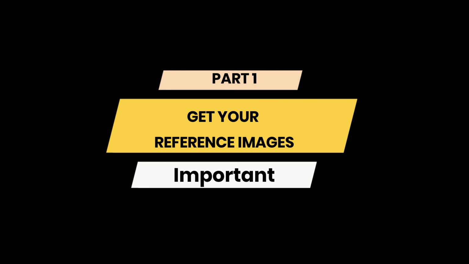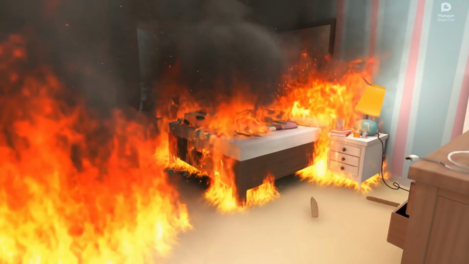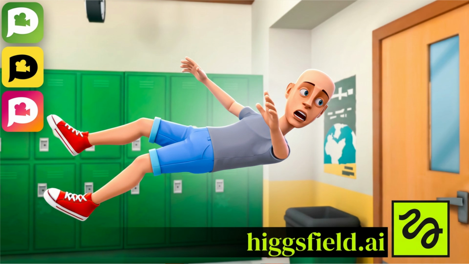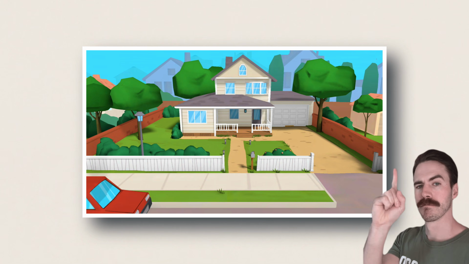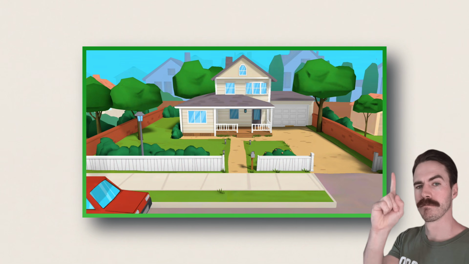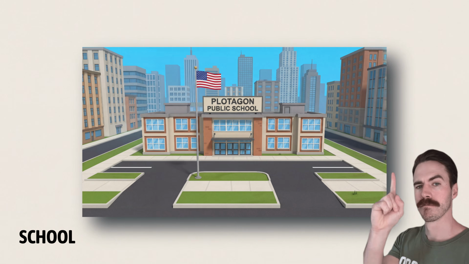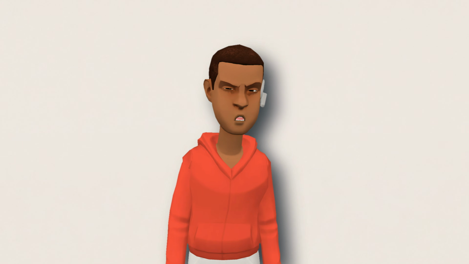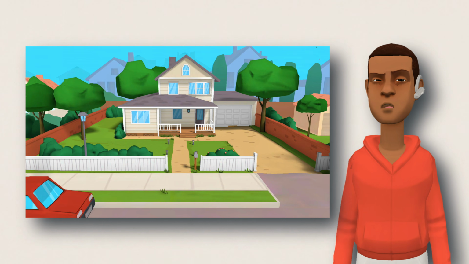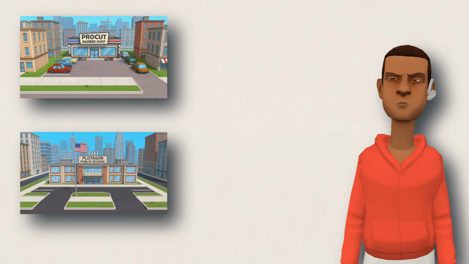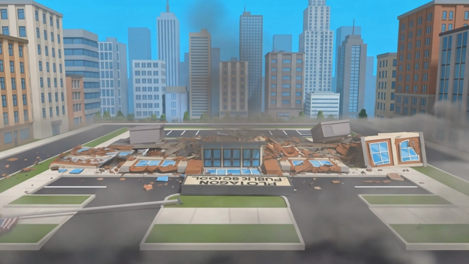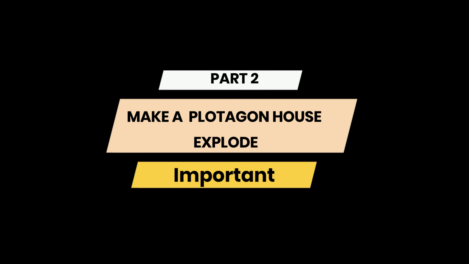Part 1. Get your reference images. Before we start generating explosions or fire, the first thing we need is our reference images. If you've watched my previous tutorial, you may remember that I showed you how to take a basic Plotagon environment and transform it into almost any location using AI. If you haven't seen that tutorial yet, I'll leave it linked in the description. But for today's tutorial, we're going to take those locations and add something completely different. Destruction.